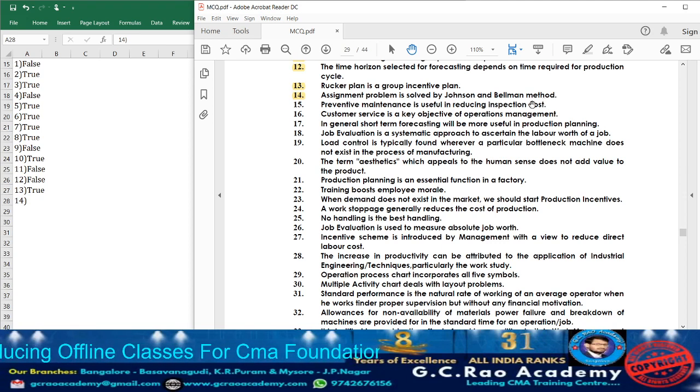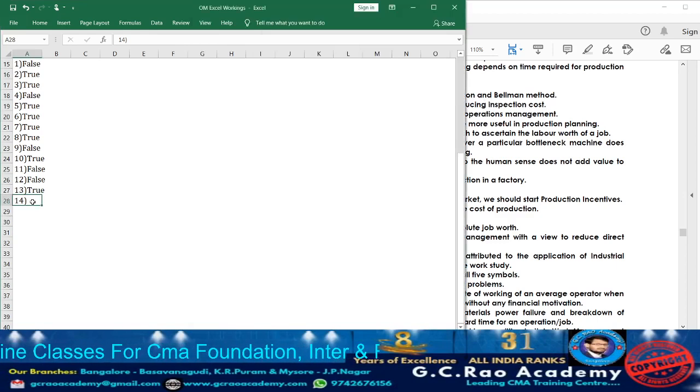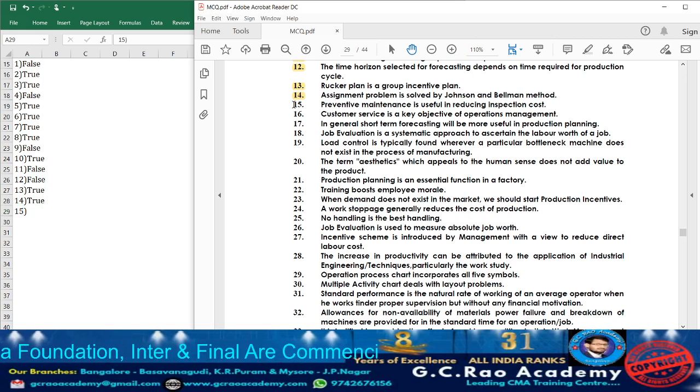Again, it can be solved by one of the methods called Johnson and Bellman method. So whatever the statement they have given, it is true. Now moving on to statement 15.